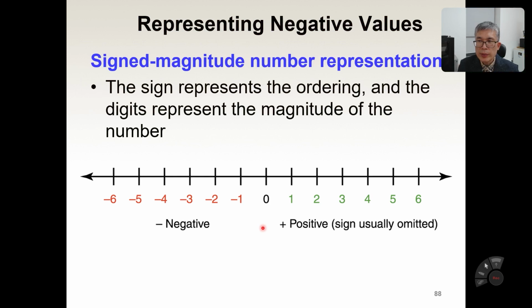Okay, the main topic of this appendix is representing negative numbers, negative values. The easy way is using a sign bit. It's called the sign-magnitude number representation. The sign represents the ordering, and the digits represent the magnitude of the number. If positive, 0, 1, 2, 3, 4, 5, 6; minus 1, minus 2 are negative numbers, right? The plus sign is omitted.